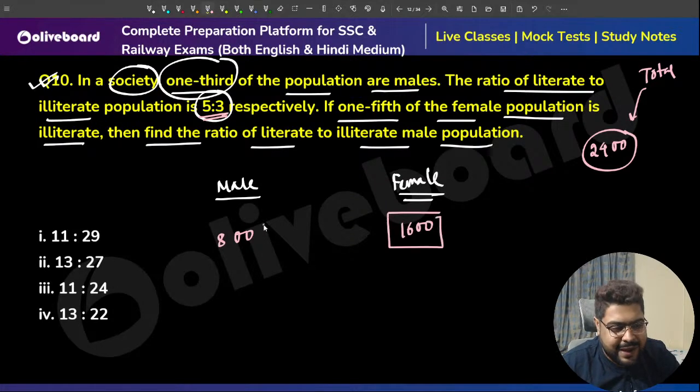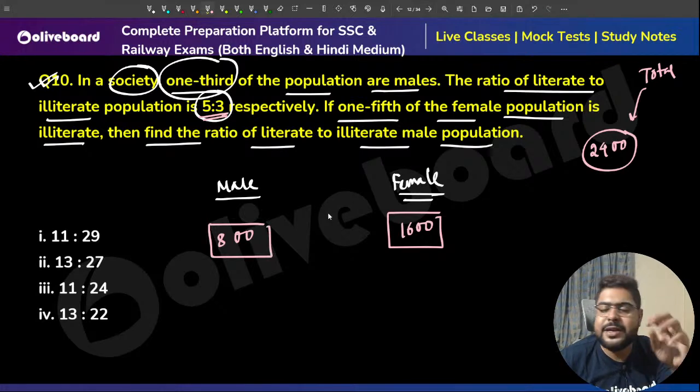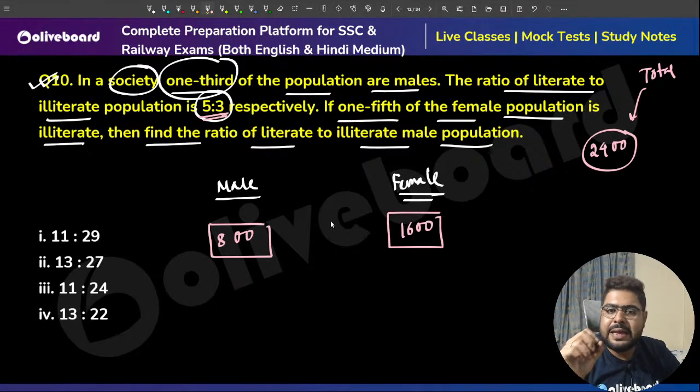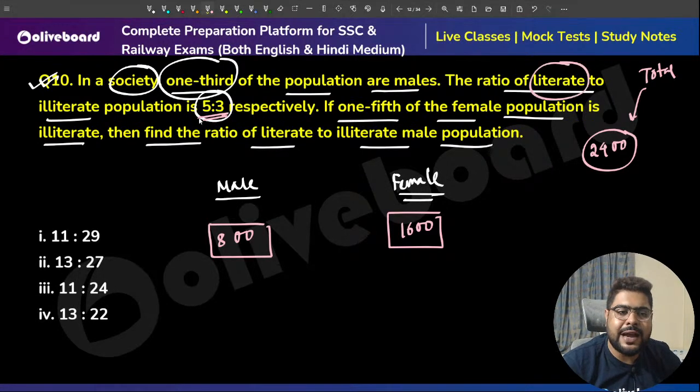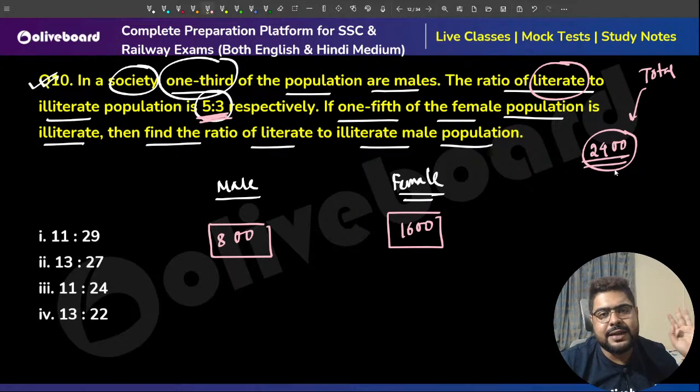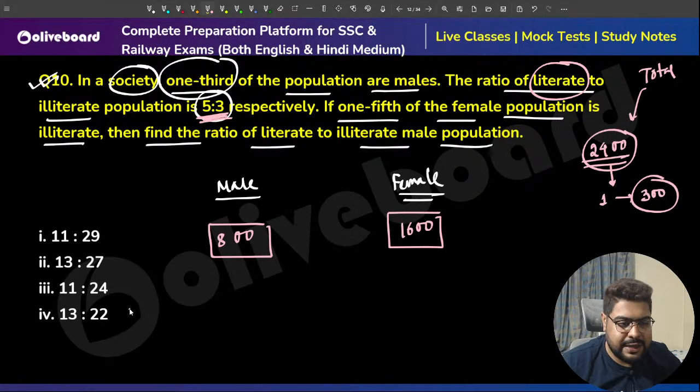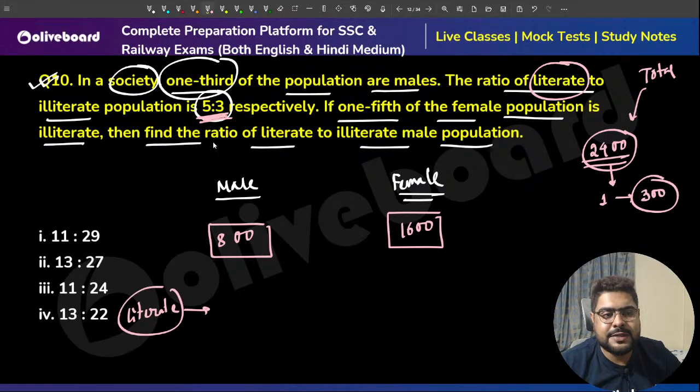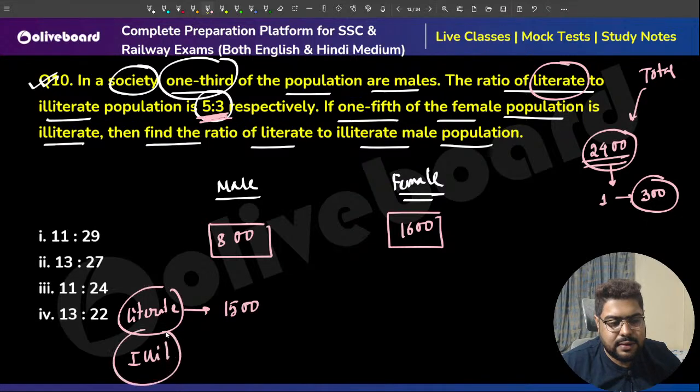You will see why I have taken this. What advantage will we have from here? Literate to illiterate is 5:3. Total 5 plus 3, 8 parts is 2400. One part is equal to 300. So literate is 5 3s, 1500. Illiterate is the remaining, 900, or 3 3s are 900, that also.